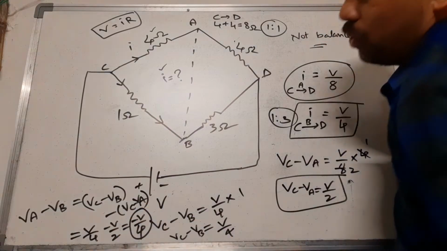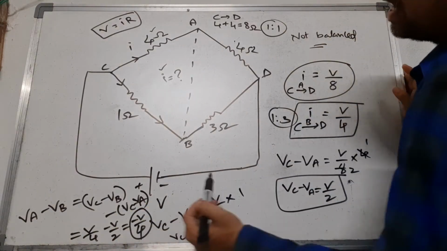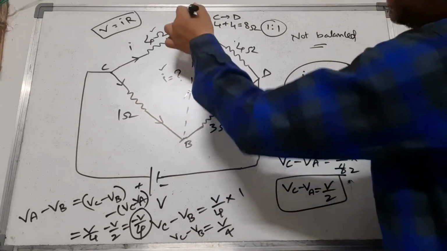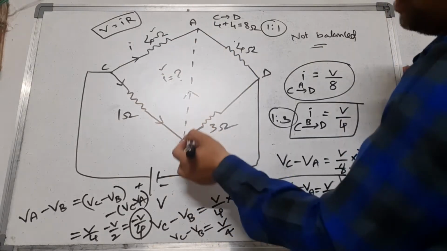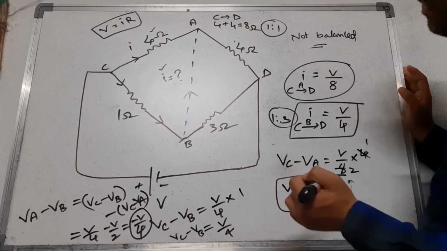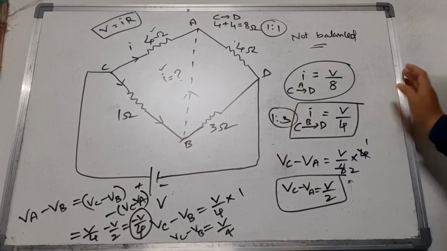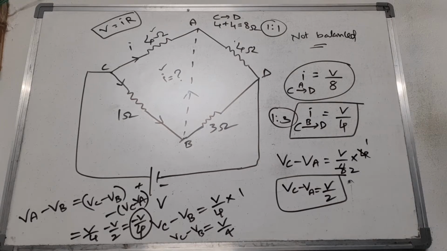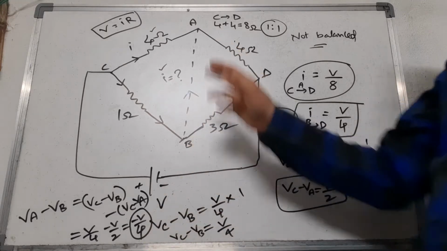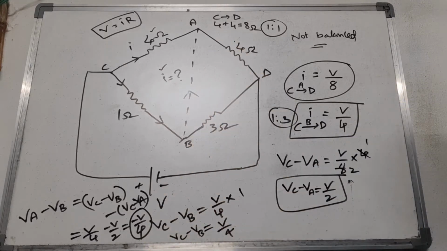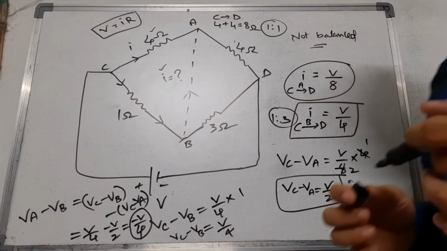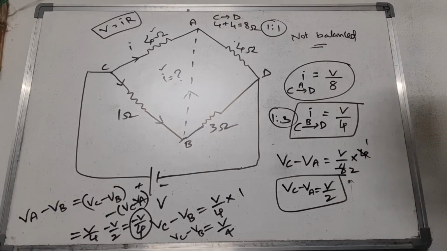You are getting VA minus VB negative. So the direction is not from VA to VB. The direction is from VB to VA. So the current flows from B to A. Like this we can calculate the direction of flow of current in a given circuit.